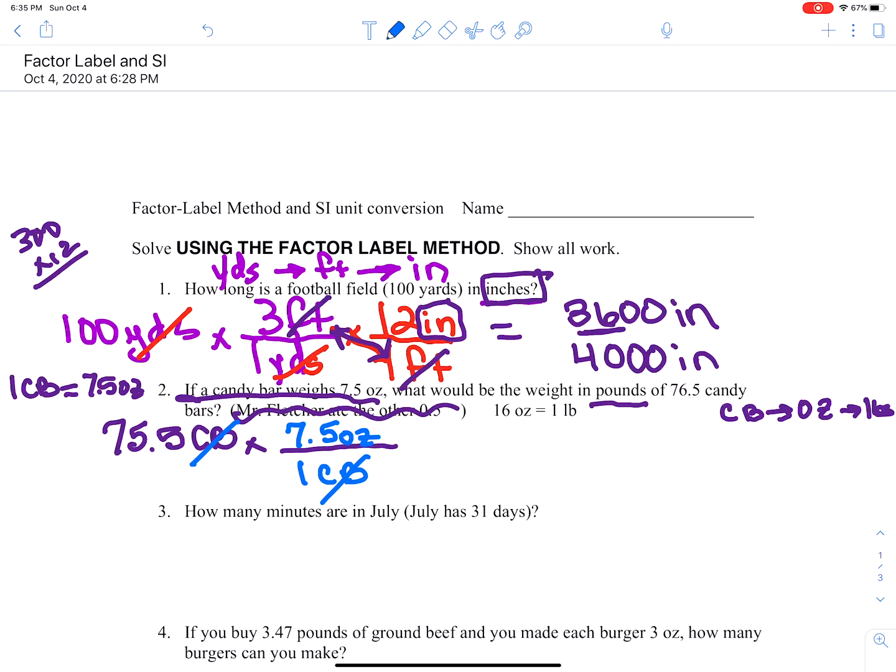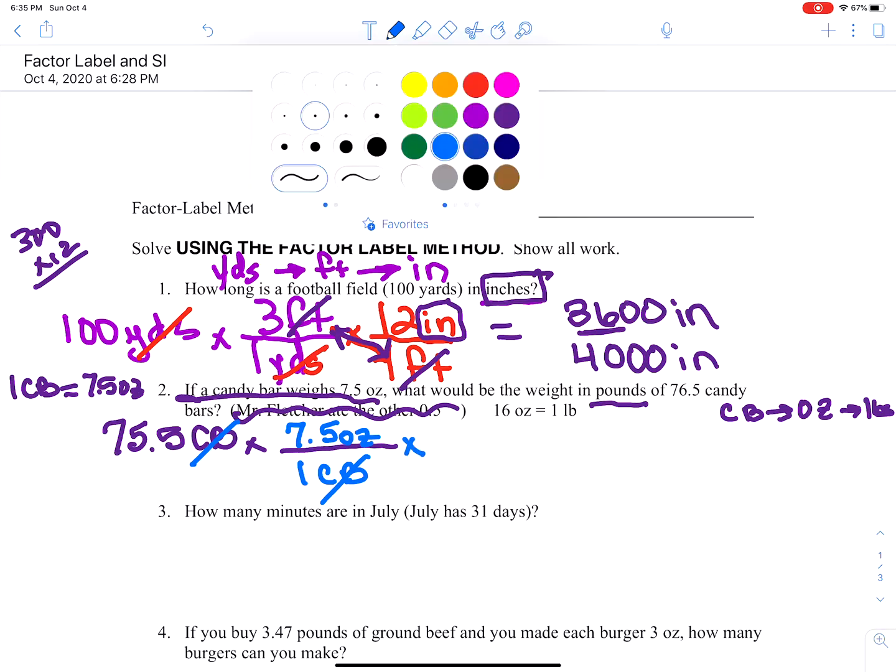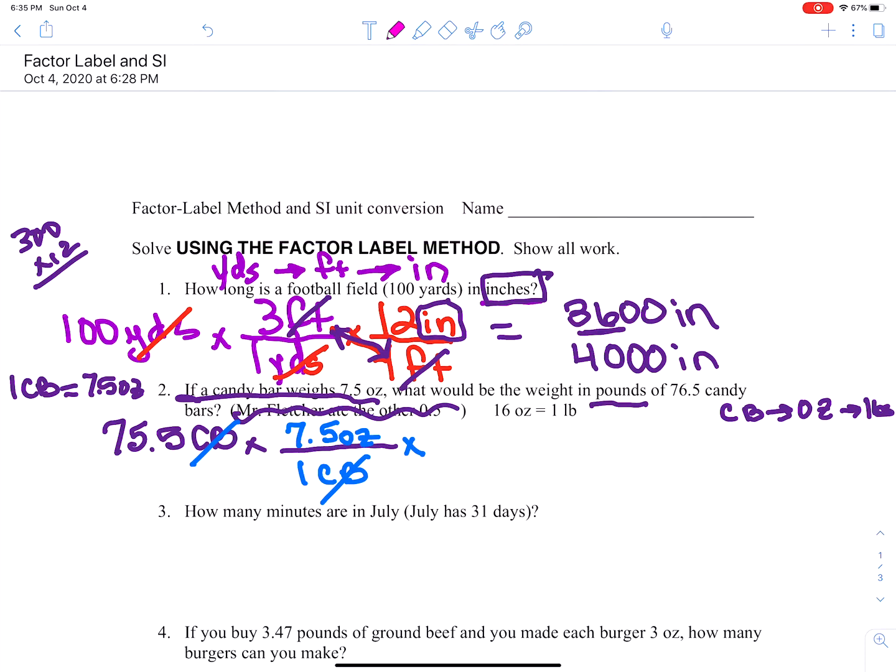Well, I'm not done yet because I need to get to pounds. So let me use another color. I need ounces to cancel out, so this is the conversion factor I'm going to use: 16 ounces is 1 pound. Ounces divides out an ounce. So the only thing we have left to do is the math. We have to take 75.5 times 7.5.